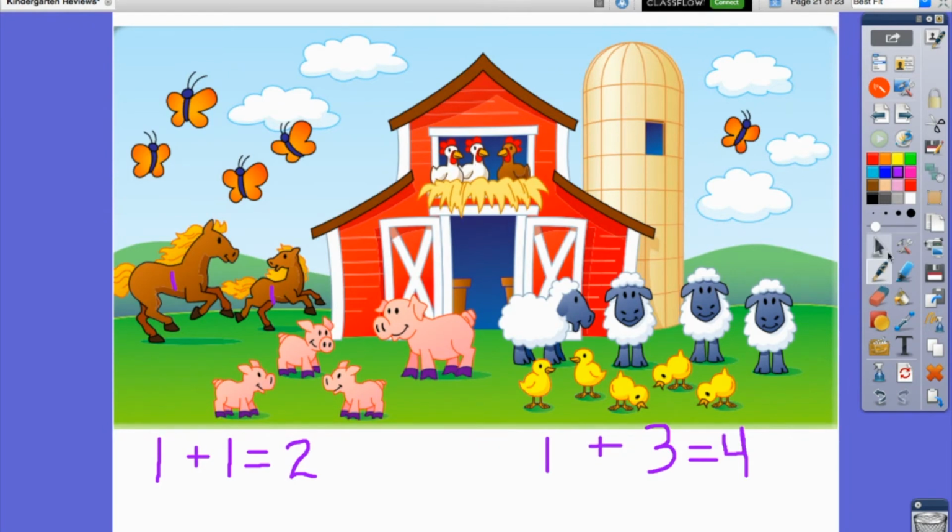What about the chickens that are up in the barn? How many chickens are up on top of the barn? How many of them are there? Let's count them. 1, 2, and 3. There are 3 chickens. How can I make that into a sentence, a number sentence using addition? What would I want to add?